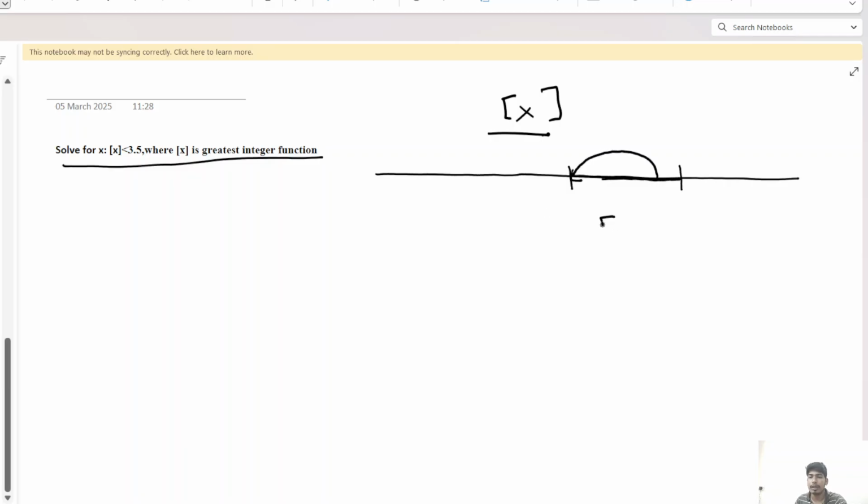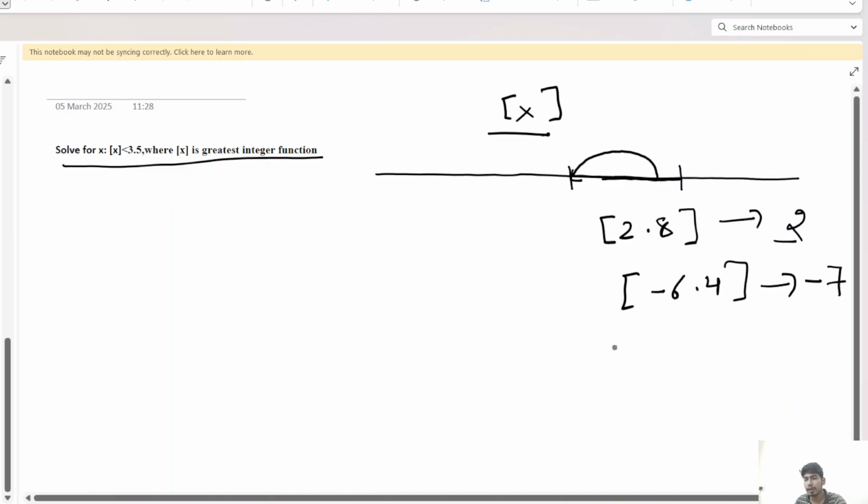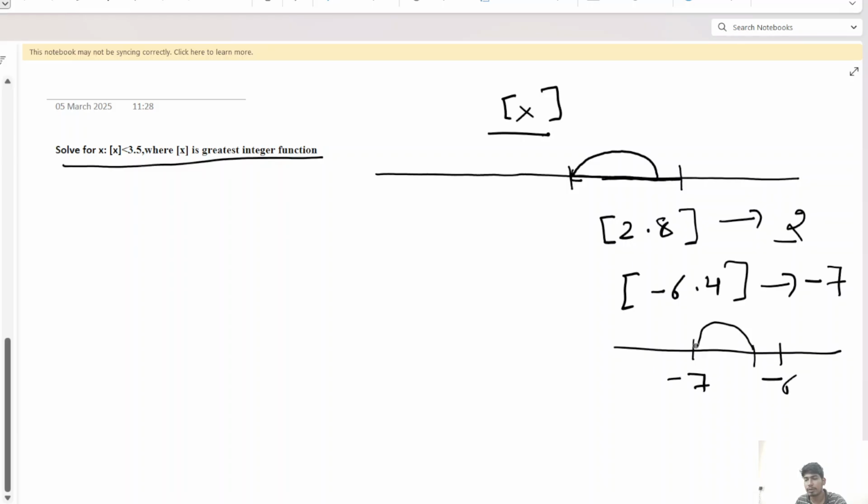Let 2.8 is 2, and minus 6.4 is not minus 6, that is minus 7, because on the number line minus 7 is here and minus 6 is here, and the value minus 6.4 goes to minus 7.